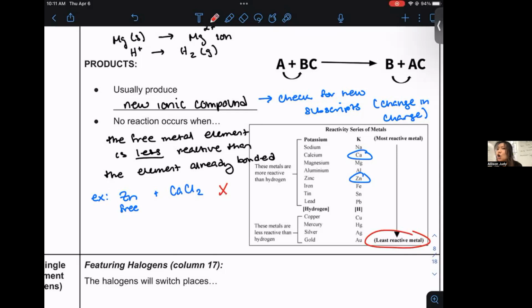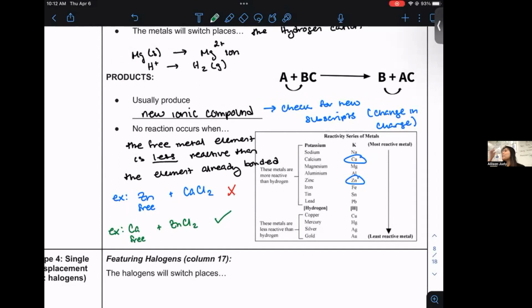So the chlorine is not going to go through the entire process of breaking its bond with calcium when it's just going to get right back with calcium. Because calcium's more reactive, more attractive, okay? On the other hand, if I have the example of, let's switch it, calcium is the free metal and zinc chloride. This is totally going to happen because zinc is not that great of a keeper. We're going to replace with calcium.